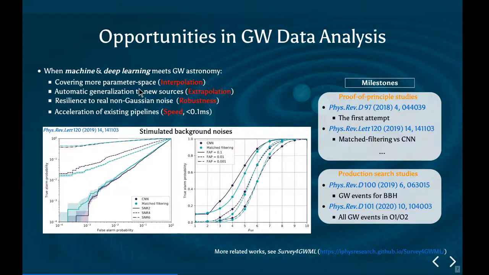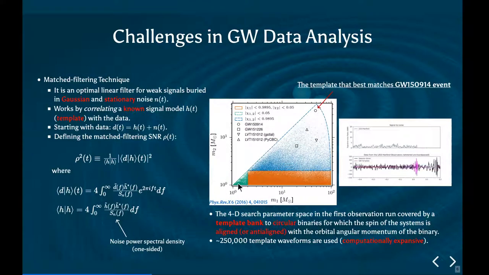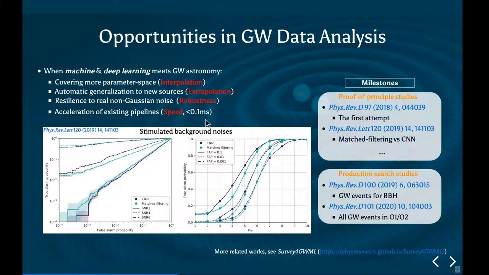A machine learning model can extract waveform features of gravitational waves and recognize the signals by interpolation and extrapolation on the parameter space of the template bank. In other words, here is the parameter space of our template bank. Maybe we can train our model on this part, and we can test our model in between, which means interpolation. We can also test our model on this template, which means extrapolation. And during the testing stage, machine learning can accelerate the existing search pipelines.